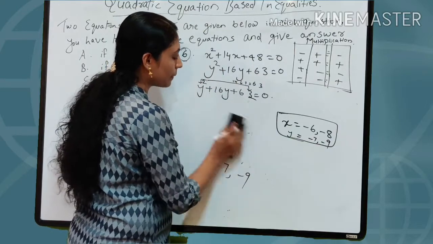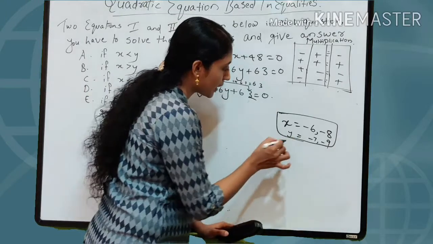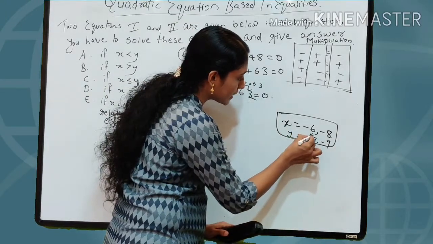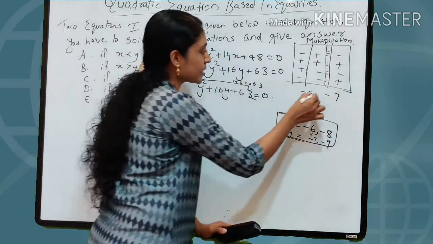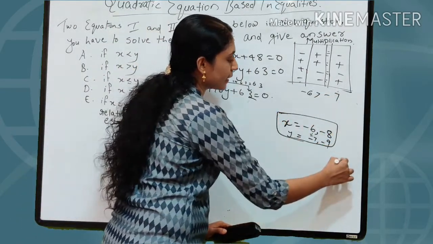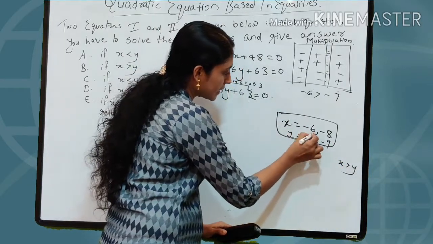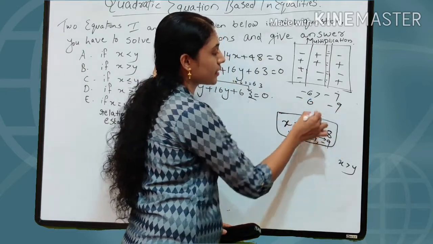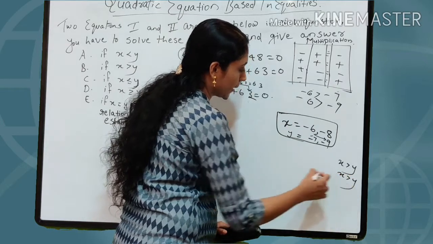Now the next step is to compare these values, right? X values and y values. First we can compare minus 6 with the y values. When we compare minus 6 and minus 7, which one is greater? Minus 6 is greater, that is x is greater than y. Next, when we compare minus 6 and minus 9, which one is greater? Minus 6, that is the x value, that is x is greater than y.